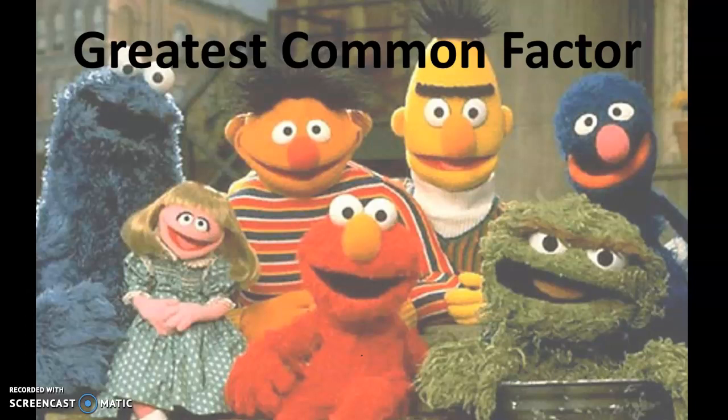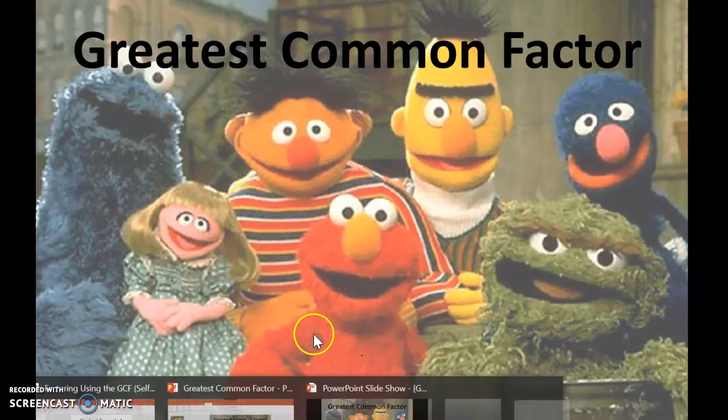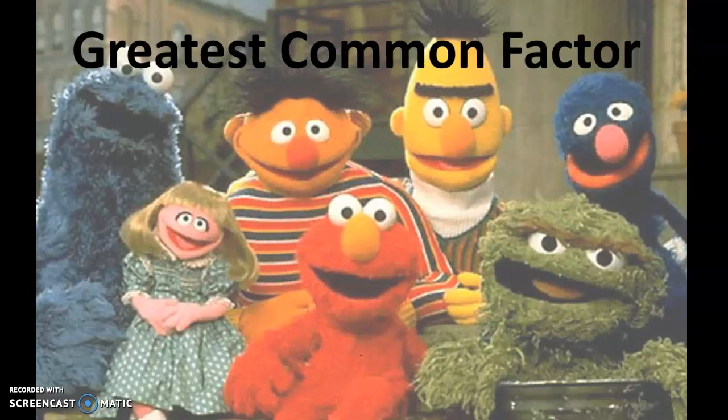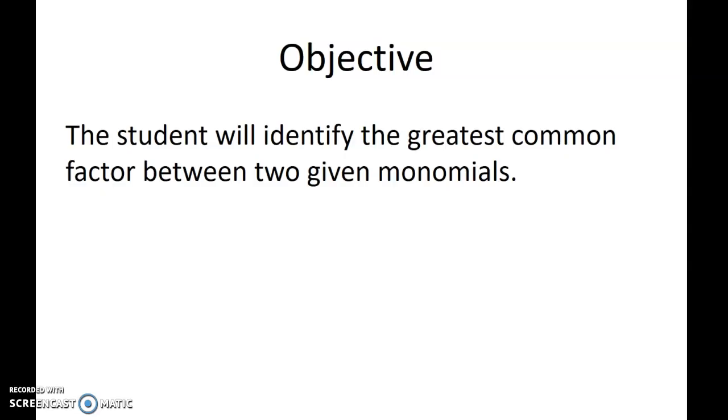Okay, so these are the notes for greatest common factor. This is the beginning of a 2 to 3 week unit on factoring. Some of this we know how to do from radicals. Well, let's go ahead and go with these notes. So the objective is you're going to be able to identify the greatest common factor between two given monomials.